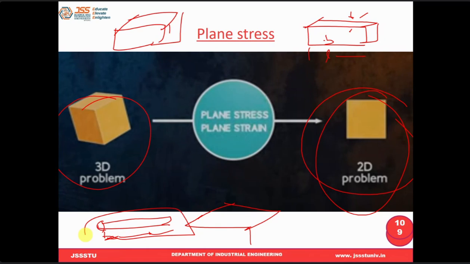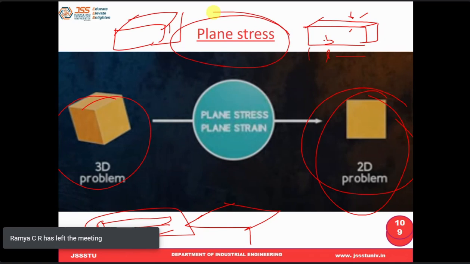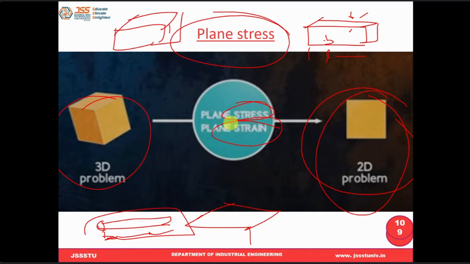As a thumb rule, to judge which is 2D and which is 3D: when the thickness of a member goes more than 15 or 20, they consider the design as 3D. Otherwise, they go for 2D itself. That problem we call a plane stress problem. Plane stress is also called two-dimensional stress. Obviously, if stress is there, strain is also there, and that is called plane strain.